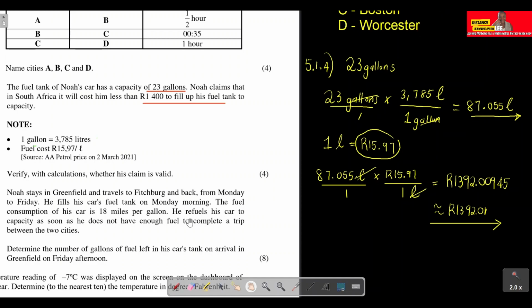So from this we can actually see that his claim was valid. Okay, all right, and that is it.